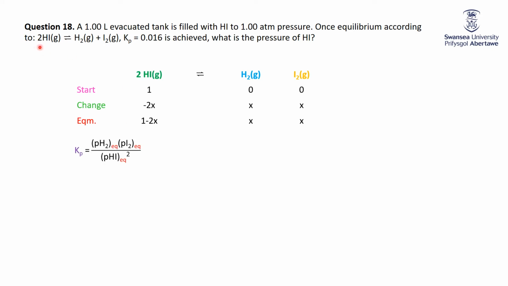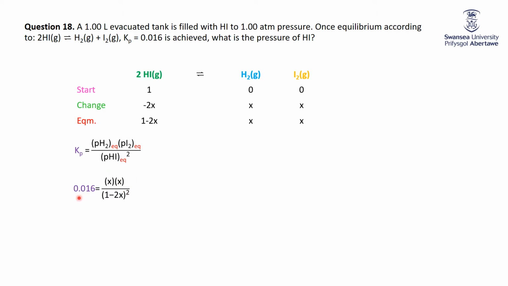The equation, 2HI reversibly goes to H2 plus I2, so therefore Kp is the pressure of H2 times the pressure of I2 divided by the pressure of HI squared, because that's coefficient of 2. Pop in what we know. We know that Kp is 0.016. We've got all of our equilibrium pressures in terms of x. We don't know x, but that's fine. We can just use maths to solve x.